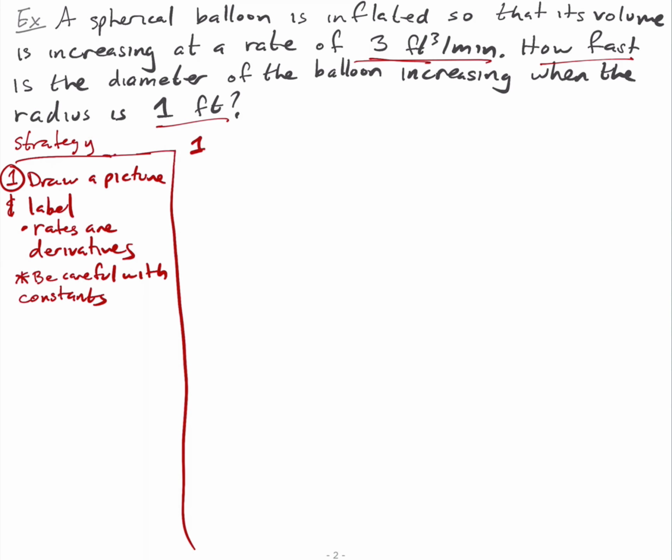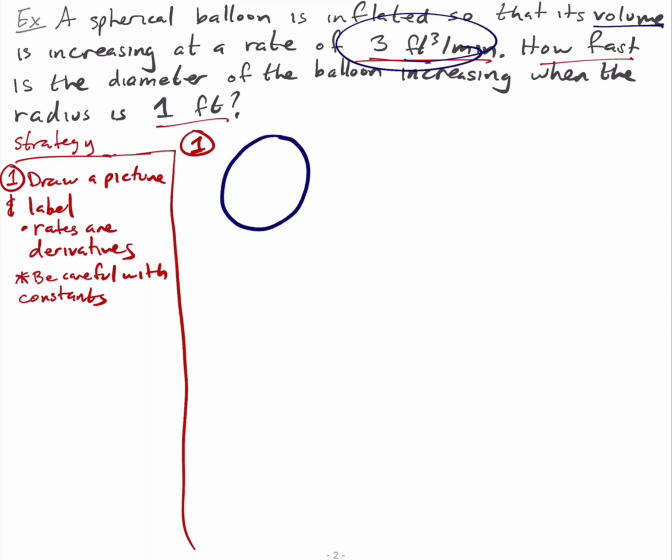So if I take a look over here, what's my picture? Well, it's a sphere, right? So I'll draw that. And then I'll label as much as I can here that's relevant to the problem. So notice I'm given volume, right? I'm given this quantity, 3 cubic feet per minute. What is that 3 cubic feet per minute? It's a rate, right? It tells me how fast something is changing. And what did we just say?